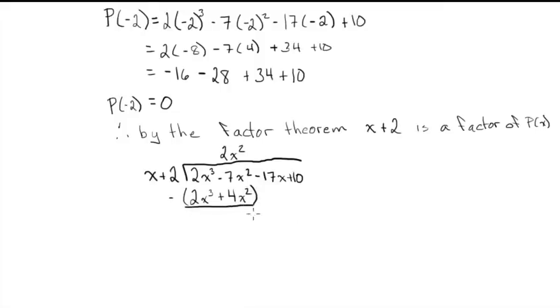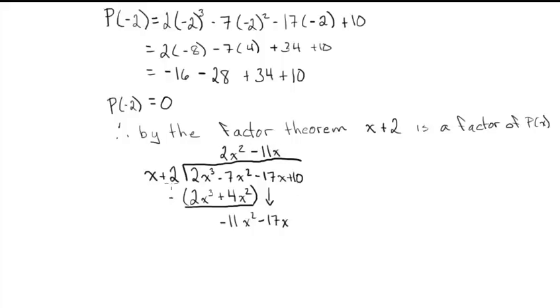These two will give you 0. These two will give you -11x squared. Bring down the next term, minus 17x. What times x gives you -11x squared? That would be minus 11x.